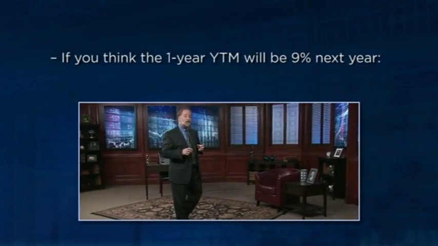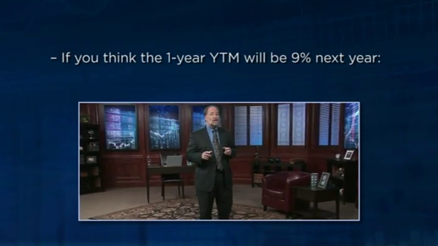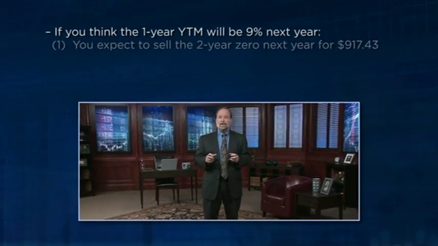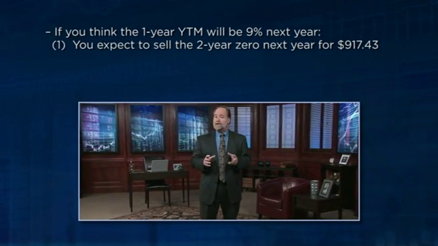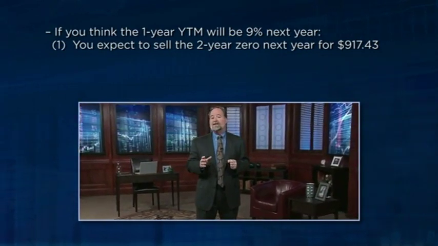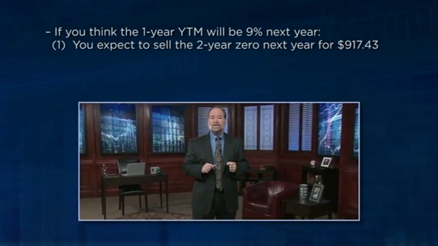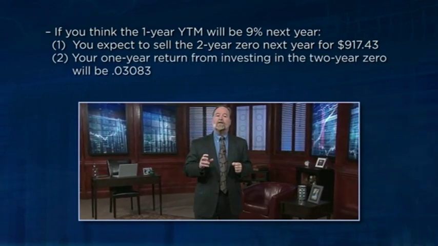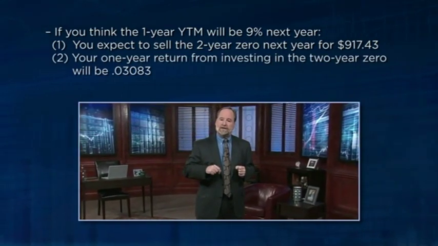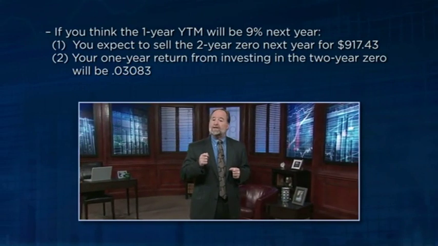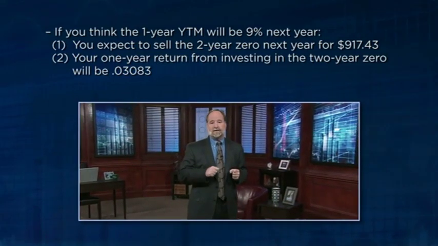And if you think the 1-year yield to maturity next year is going to be 9%, then you expect to sell the 2-year zero next year for $917.43, and your 1-year return from investing in the 2-year zero will be only 3.83%.